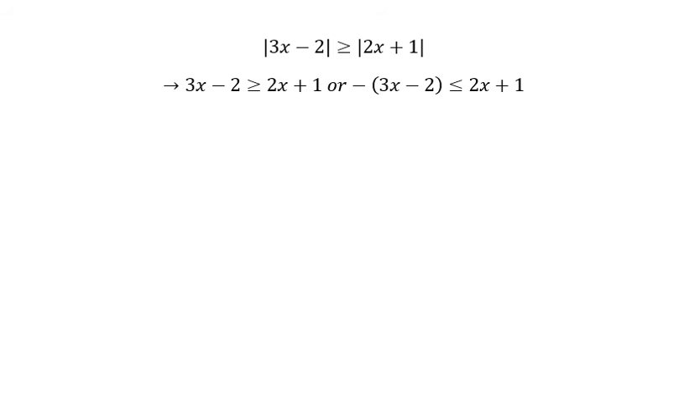So on the left we got x is greater than 3, and on the right we got x is smaller than 1 over 5. Or maybe we can write it out like this.